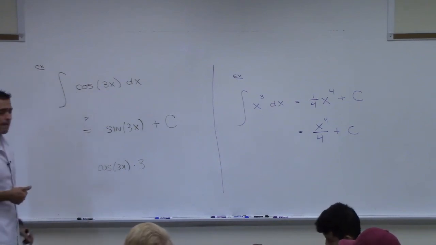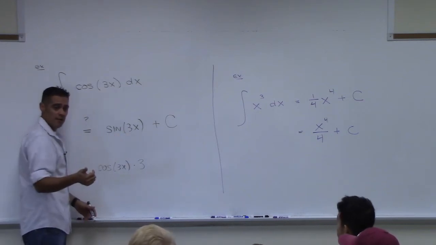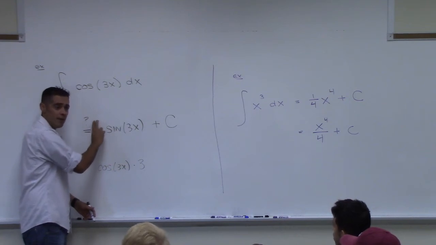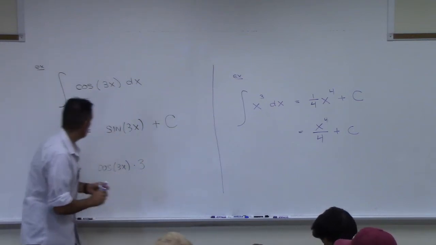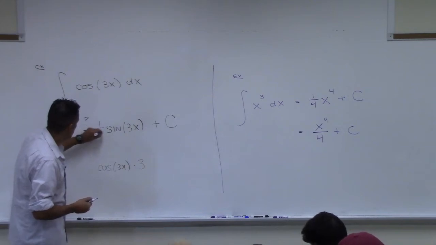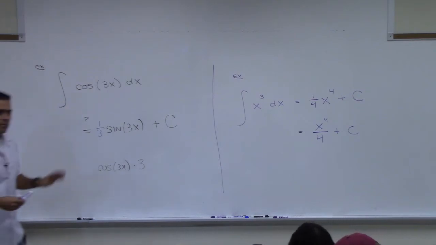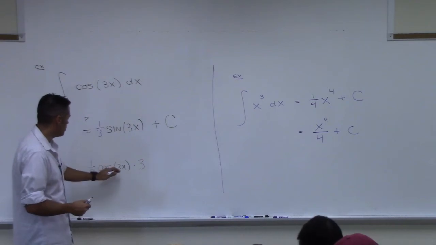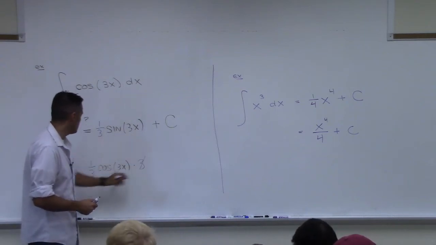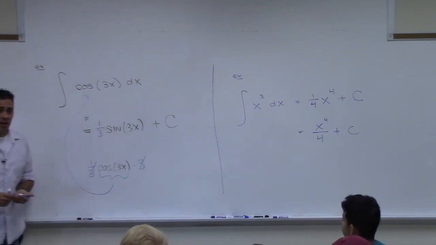Would it be 1/3 of sine? 1/3 of sine of 3x would have worked, right? So we need to have that 1/3 out here to account for the 3 that's going to pop out when we do chain rule, right? So now if I change this and put 1/3 here, now it works. Do y'all see that? Now if I take the derivative of this, I have 1/3 cosine of 3x times the derivative of what's inside, which is 3, and then these 3's cancel, and you're left with that and they match, right?